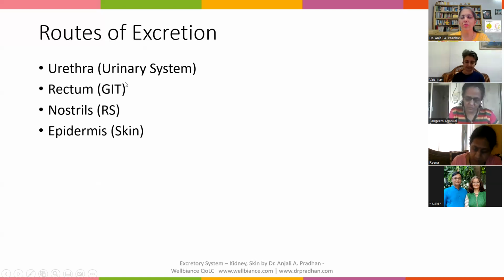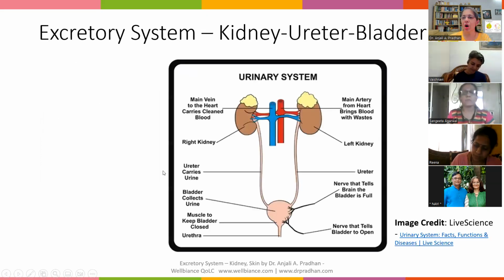So today we will see in detail the urinary system. Hope you have completed with GIT. Have you? Respiratory system completed? Or maybe completed. Okay. So today we will cover the urinary system and the skin, the remaining part of the excretory system. So you all know about these kidneys, ureter, urethra.